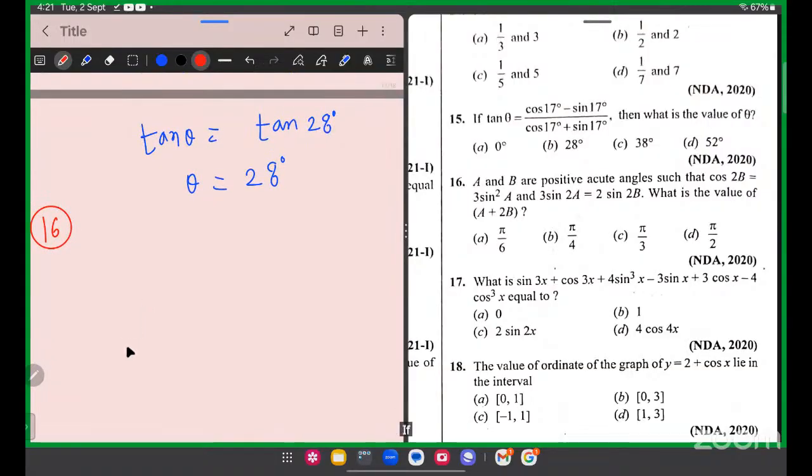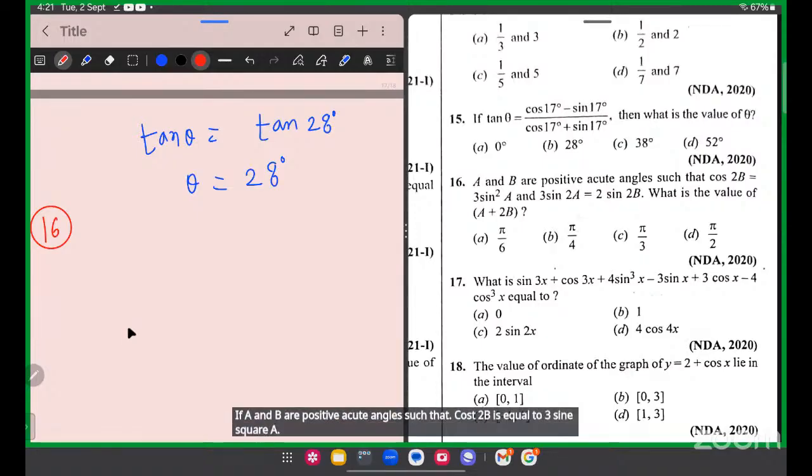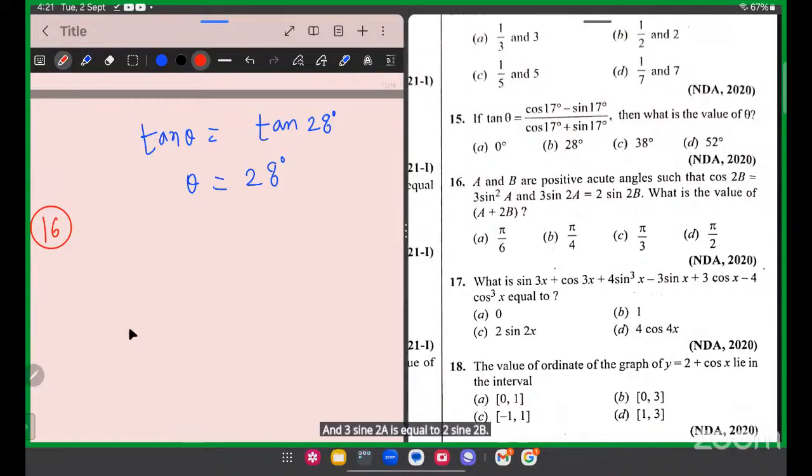If A and B are positive acute angles such that cos 2B is equal to 3 sin square A and 3 sin 2A is equal to 2 sin 2B, then what is the value of A plus 2B?